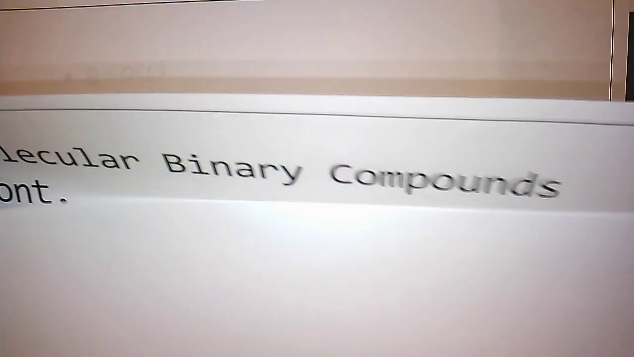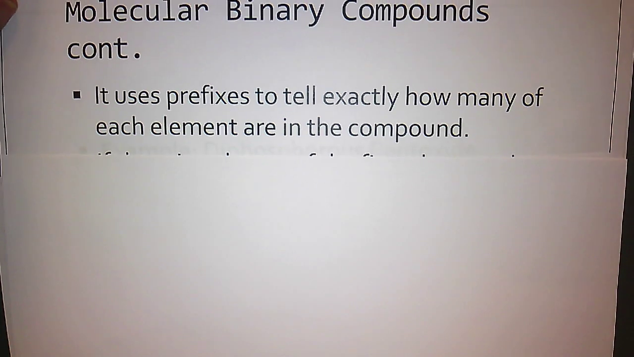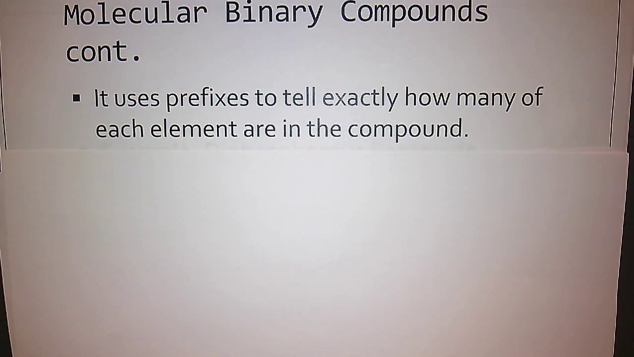All right? So, in molecular binary compounds, we're going to use prefixes. Prefixes to tell exactly how many of each element is in the compound. Oh, a little English. What's a prefix? Yeah, it's a modifier that comes before the word, right? Like you have runs and you have reruns, right? Or aerobic and anaerobic. An would be your prefix, right? Okay? So they are so simple.